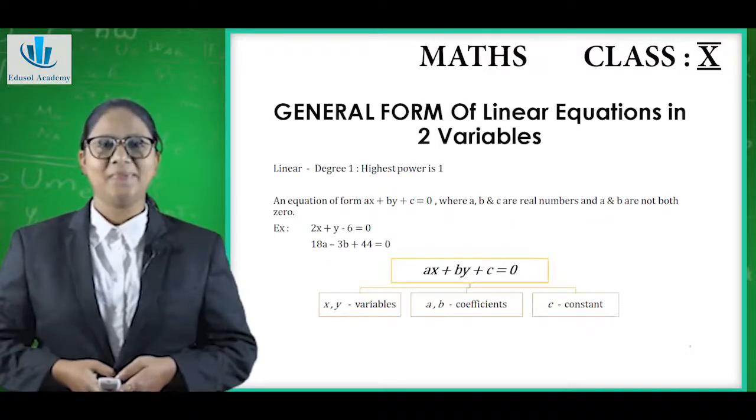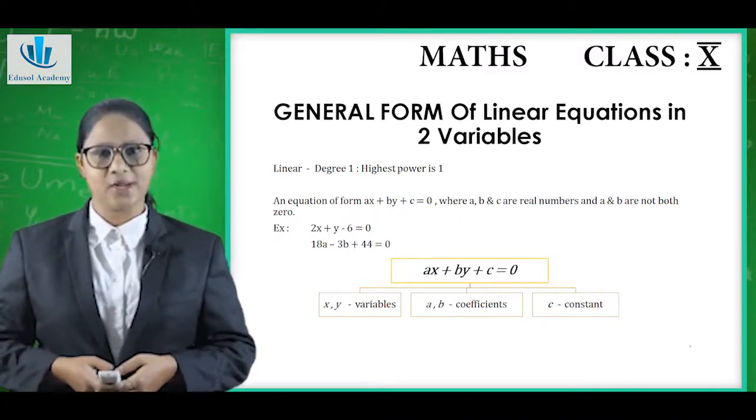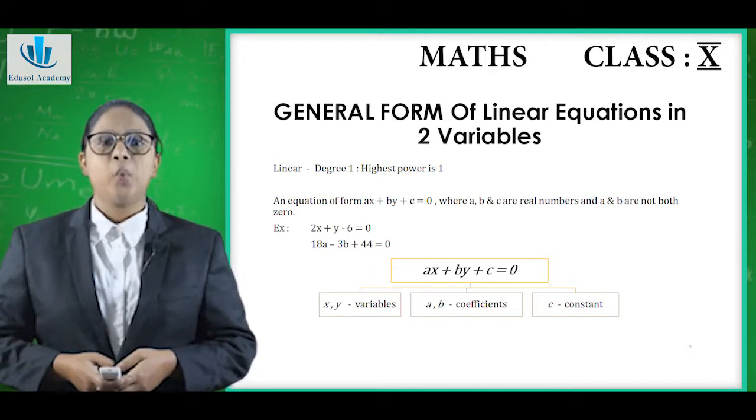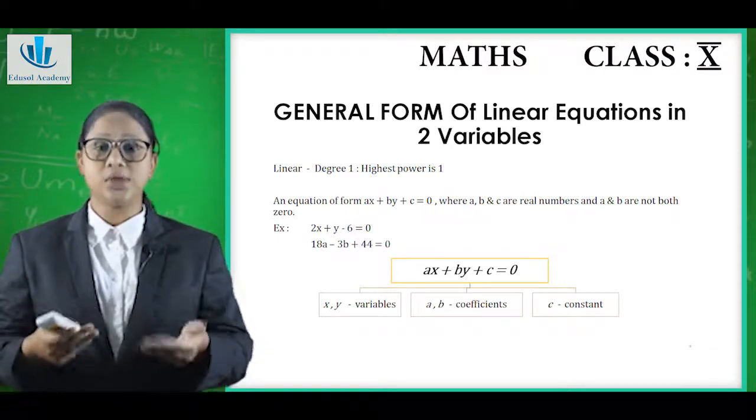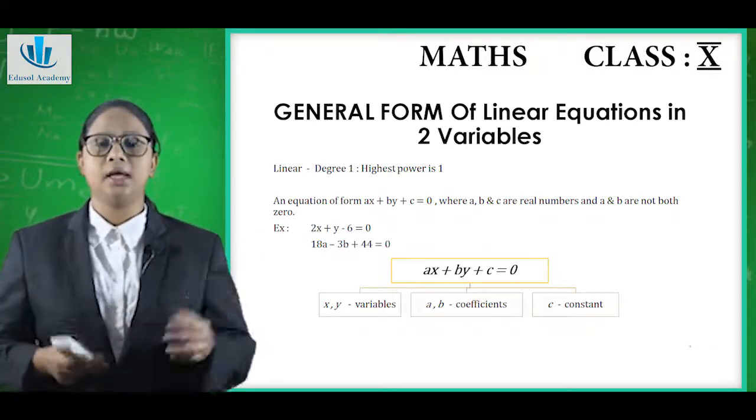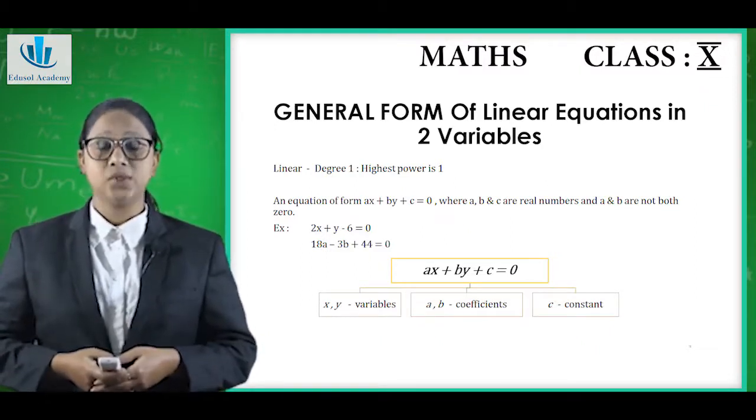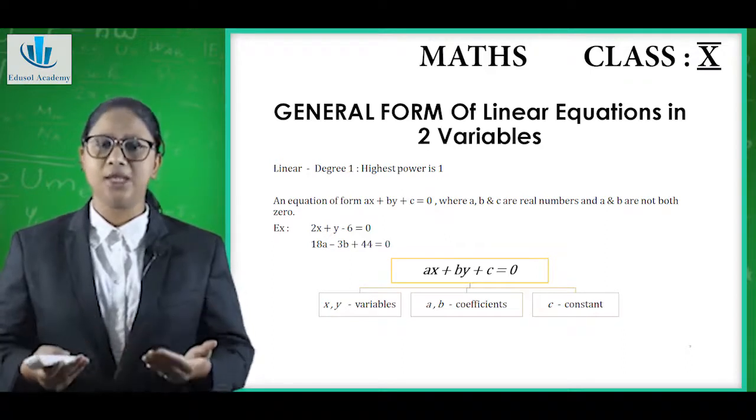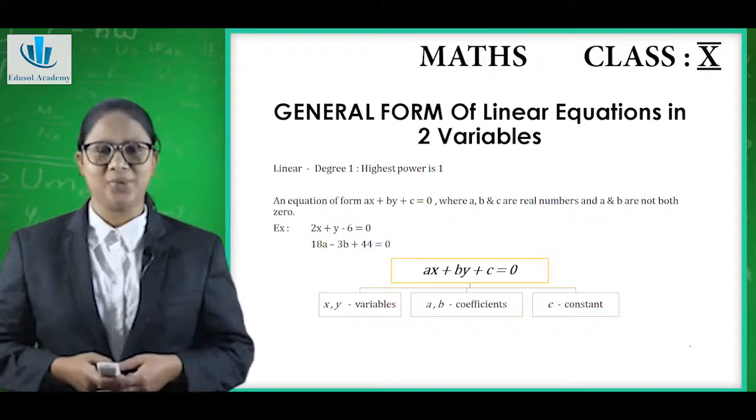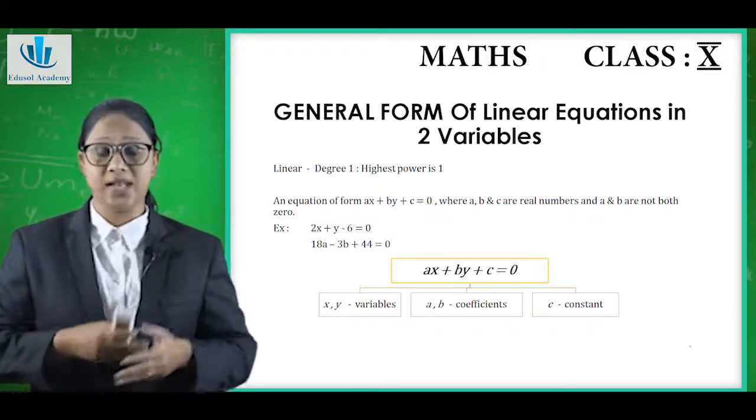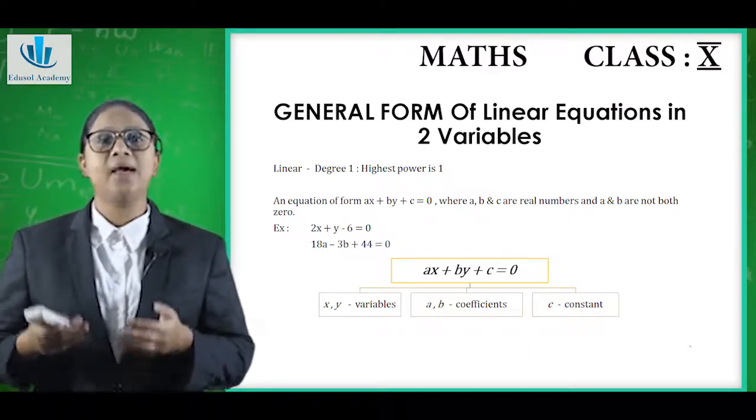Let's begin. General form of linear equations in two variables. What do you mean by a linear equation? An equation with the highest power as 1 is called a linear equation. And when we draw it in a graph, it will look like a line, linear line. That's why we call it a linear equation. And in two variables, I don't think you need a specific explanation for that. So there are only two variables in one such equation. So linear equations in two variables means equations constituting two variables and having a degree 1.